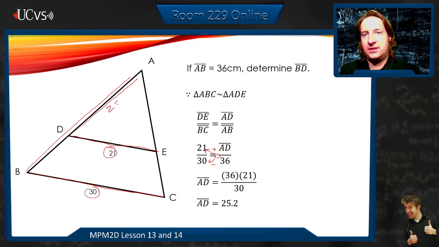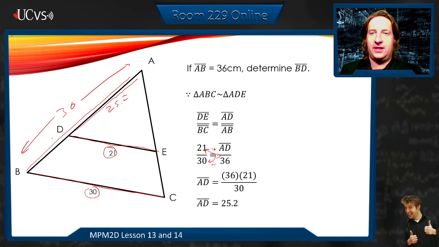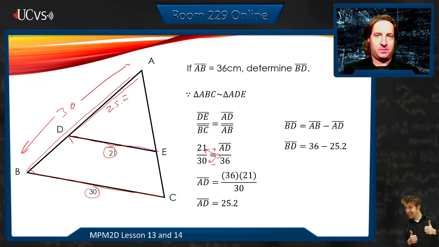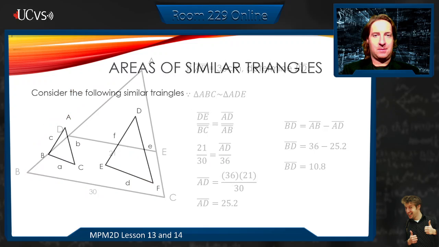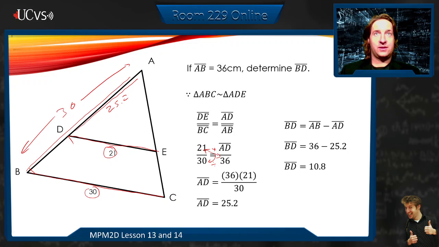So that's telling us this guy here is 25.2, even though the larger side is 36. Now the problem here is we still don't know what the side length of BD is, but that's just going to be the difference between the two. So BD is going to be AB, the larger length, minus the smaller length. So BD is 10.8. Sorry. So the length BD is just 10.8.